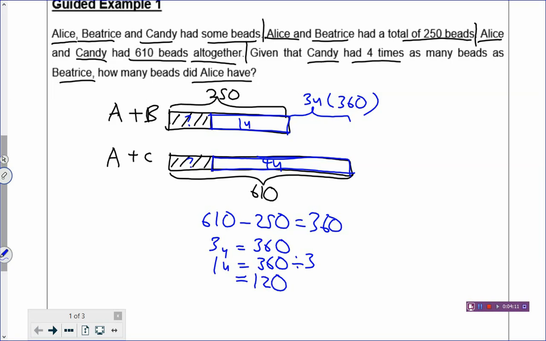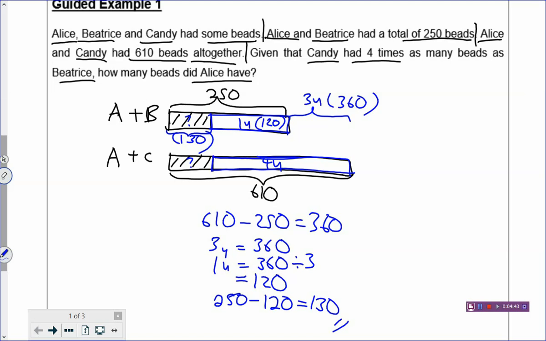Okay, now what do we do next? Once you know that 1 unit is 120, you can put it into your model. Now can you find Alice? So Alice has how many? You find the question mark by taking 250 minus 120, and you get 130. So Alice has 130 beats and you solve the problem easily. So that's how you draw model sharing for the repeated person.